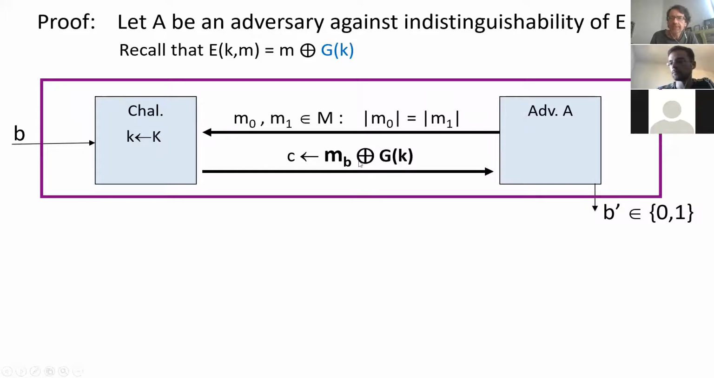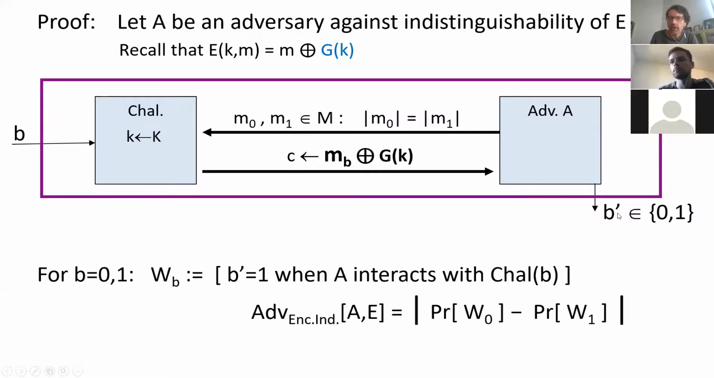And what the attacker sees is MB, so either M0 or M1, depending on bit B, XORed with GK. An attacker must output B prime. And by assumption, his probability that B prime is 1 if B is 0, and the probability that B prime is 1 if B is 1, is different. So let's denote these two experiments.